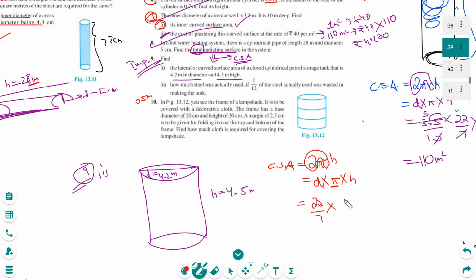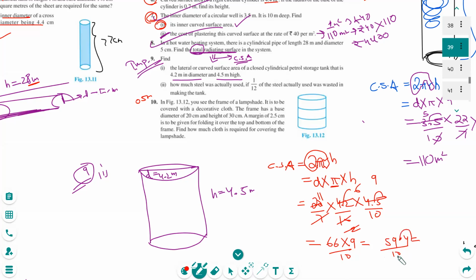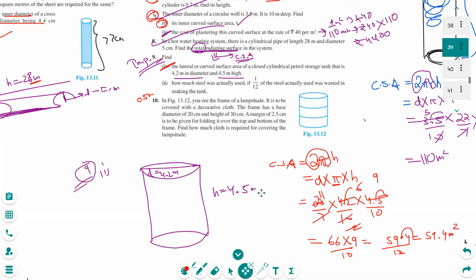I put the value of pi before, I don't know why, but it's okay. 4.2 diameter and h is 4.5. Now let's do this: 10, 7 times 6, 5 times 9, 5 times 2, 2 times 11. And let's multiply all this. 66 times 9 divided by 10. If I multiply 66 by 9, I will get 594. Then the decimal will come here because of the 10, so it will be 59.4 meters square. So my first part is done. Is this clear to everyone?